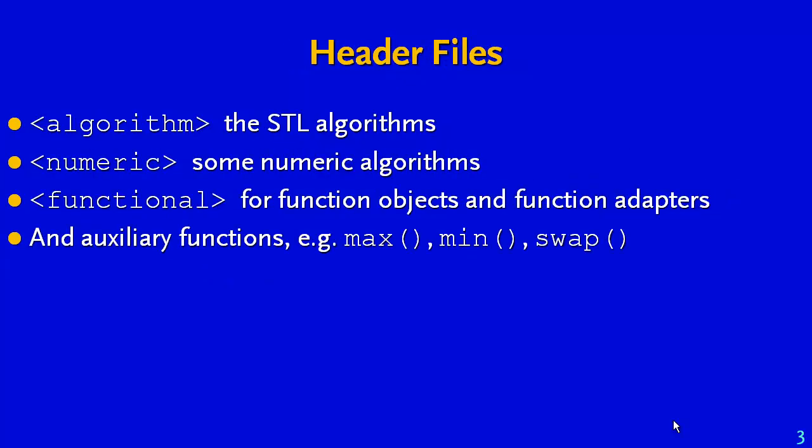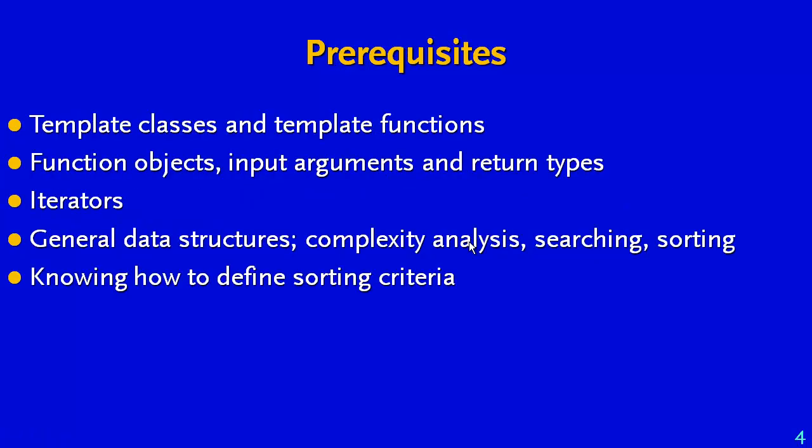So when you're actually programming, and that's the whole point about C++, you learn C++ by programming, you need to have a number of header files for STL. The first one is called algorithm. So in the algorithm header you've got all the STL algorithms. You need numeric for some of the numeric algorithms. You need functional for the so-called function objects and function adapters we talked about, and also for the auxiliary functions like min and max and swap. These functions are standard in C++ STL.